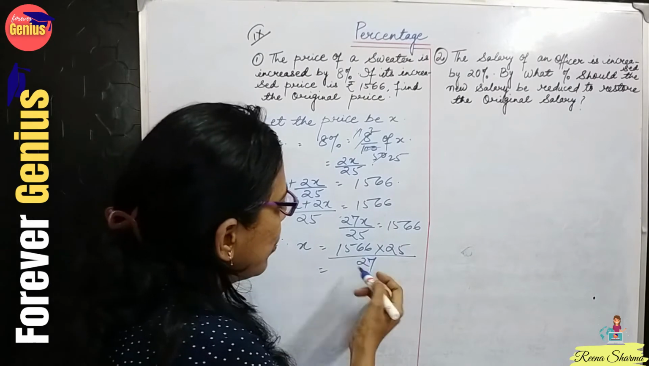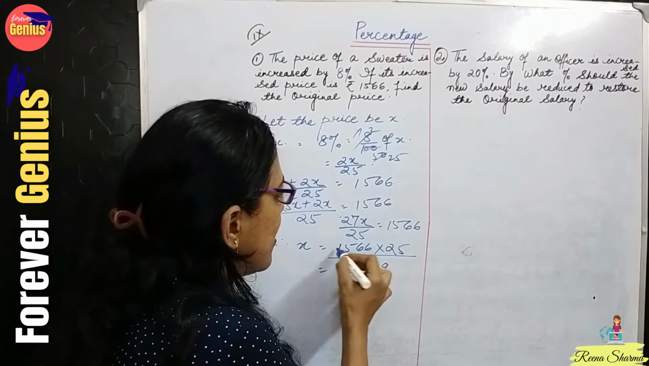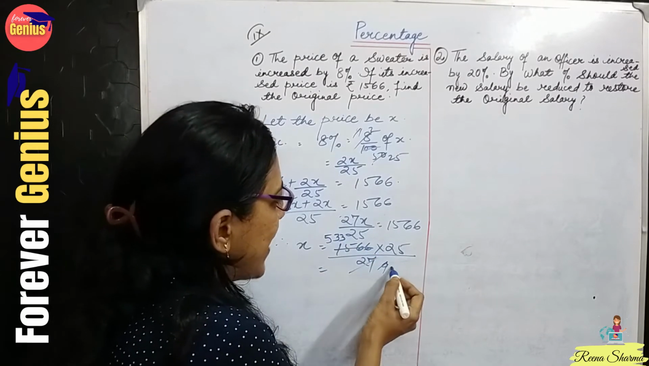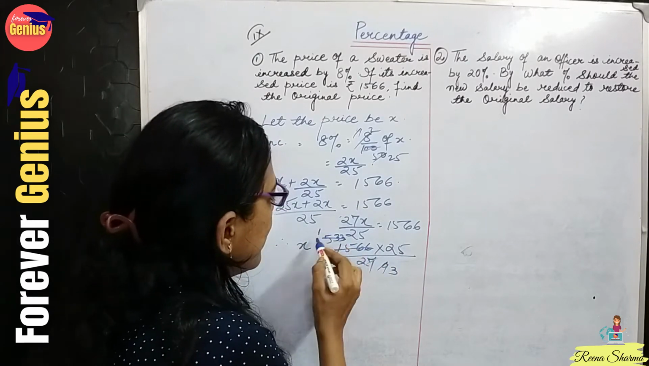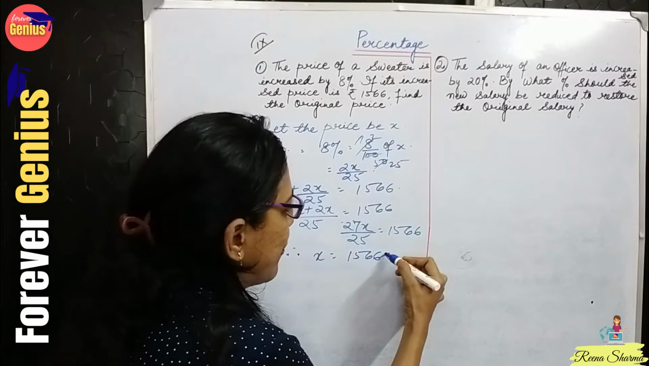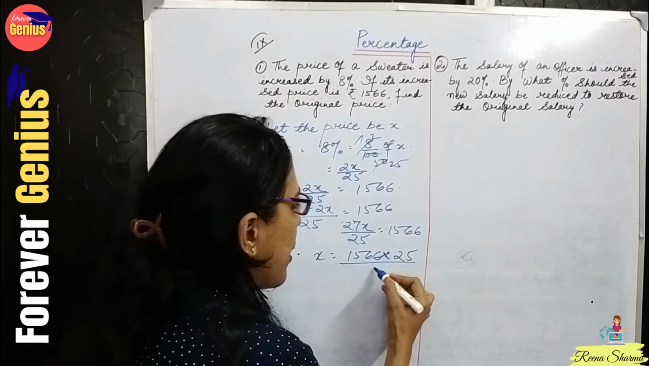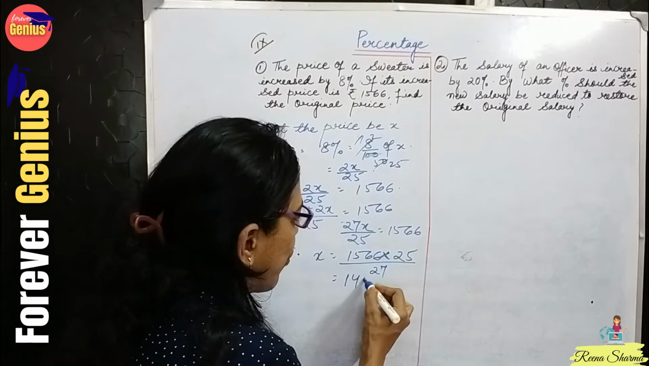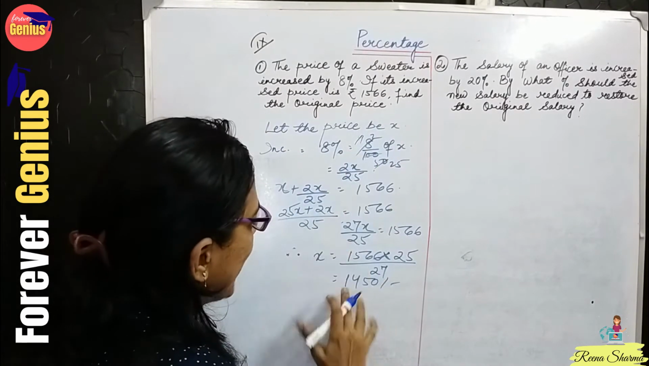Now I can do the calculation first with the table of 3. It is 9, which is coming to 5, 3, 3. Then again 9, which is coming to 1, 4. It won't be divided by 3. Therefore x is equal to 1566 into 25 by 27. When I did the calculation, I am getting 1450. So this is the value of the sweater.